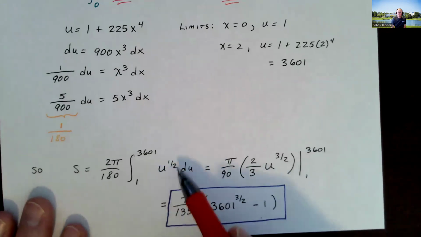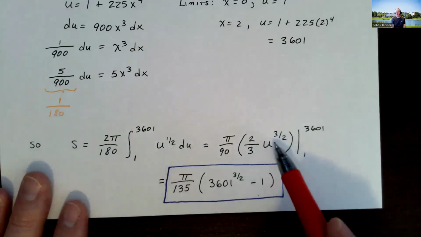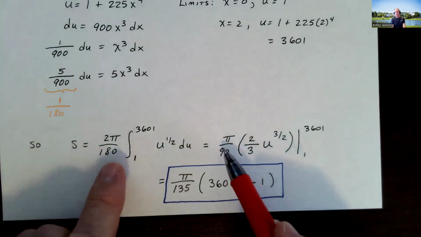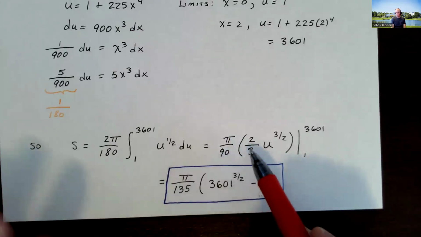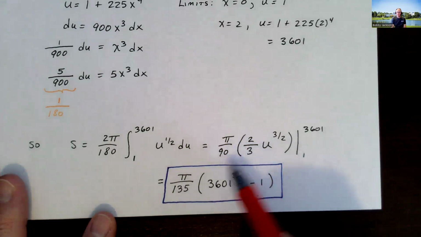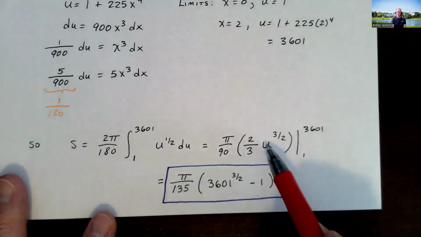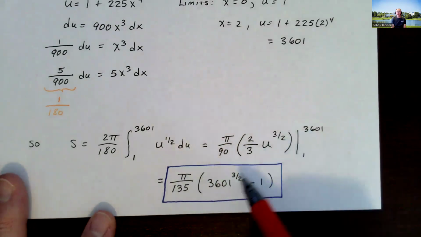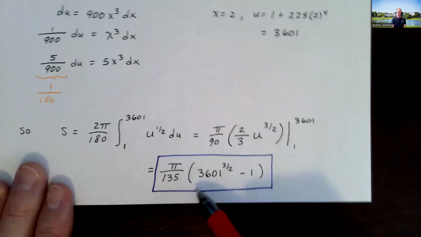So we now can find the antiderivative by the power rule. The antiderivative of u to the 1/2 is 2/3 u to the 3/2. Simplify that 2 over 180 to 1 over 90. So I've got pi over 90 here. And then I can notice that I can simplify this part. 2/3 times pi over 90. 2 goes into 90 45 times. 45 times 3 is 135. So pull that constant multiple out, and then it's just u to the 3/2 evaluated at 3,601, and then evaluated at 1.